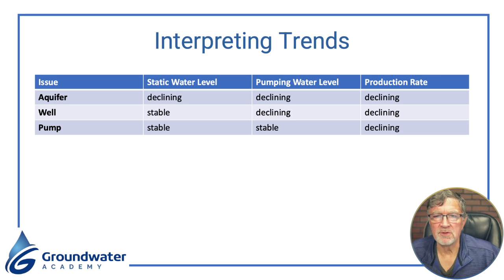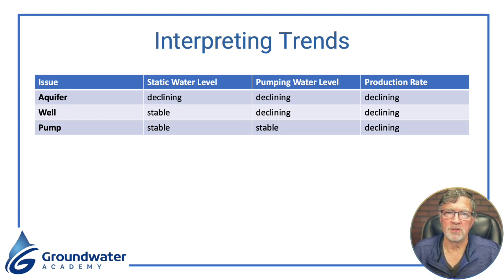So interpreting trends, this is one thing to look at here. If you have an aquifer issue, your static water level is going to be declining, your pumping water level is going to be declining, and your production rate is going to be declining. So that's going to indicate an issue going on with your aquifer.